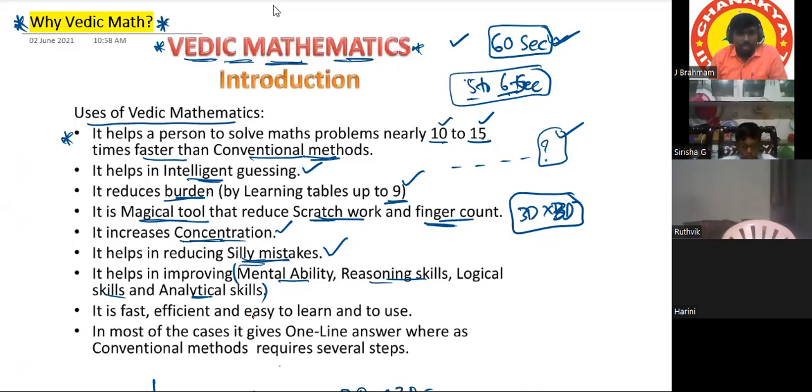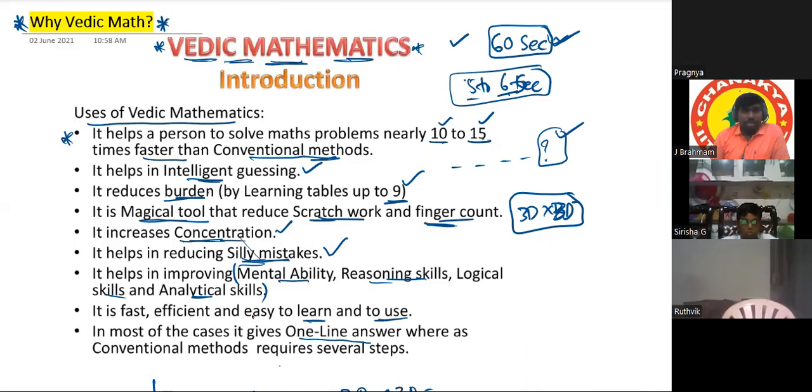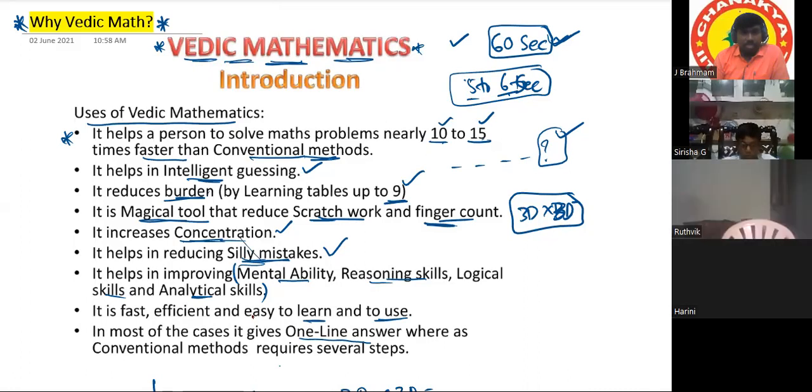Next, it is fast, efficient, and easy to learn and easy to use also. Next, in most of the cases, it gives one line answer, whereas the conventional methods require several steps. This point we already discussed. In your conventional methods, you have to write the solution: step 1, this one, step 2, this one, step 3, step 4, and all these steps can be reduced using Vedic techniques.